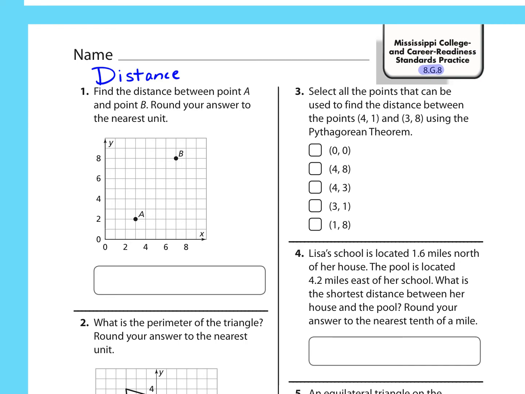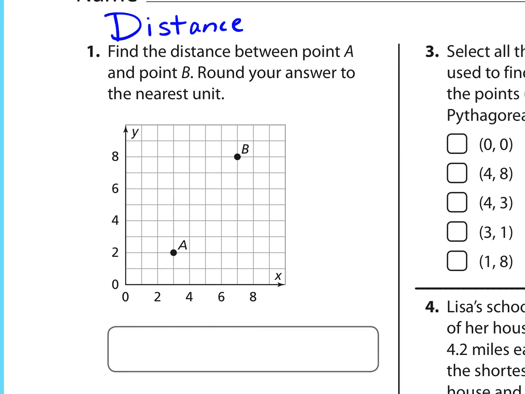We're going to start with problem number 1. Find the distance between point A and point B. Round your answer to the nearest unit. So I'm going to find this distance between A and B.